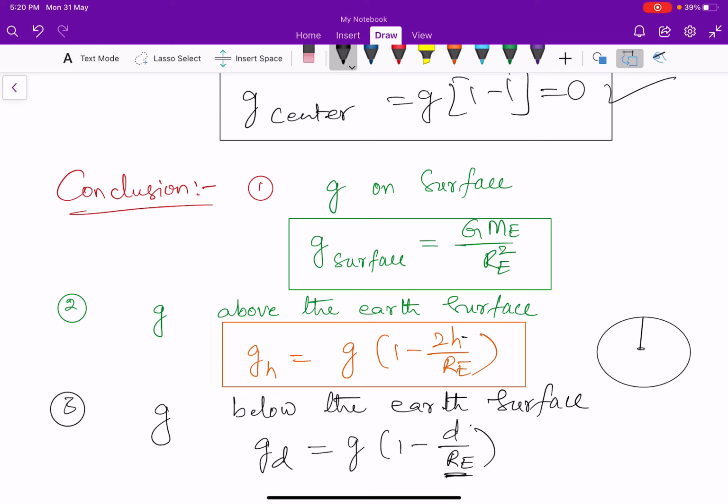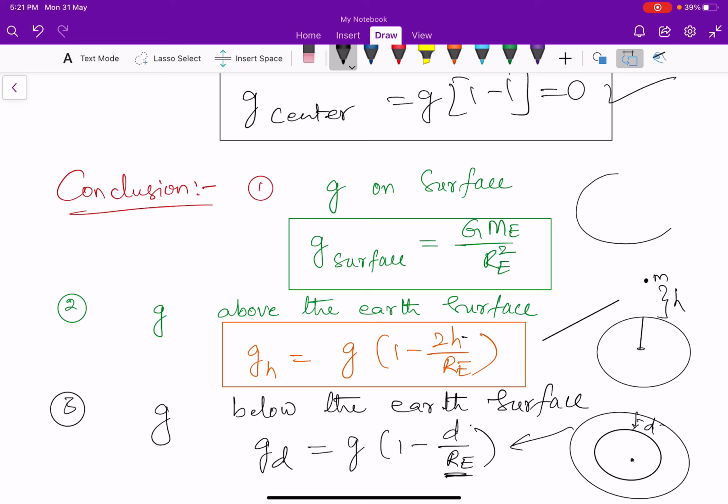So, when the particle is like this, H height above the surface of Earth, this is for case 2. And for case 3, if the particle is kept D depth below, that is nothing but this case, the third case is this one. And for the first case, the mass is exactly at the surface of Earth. Small m is exactly at the surface of Earth. This is the formula on the surface of Earth. This is the formula at H above the surface of Earth. And this is the formula for depth D below the surface of Earth. In both of these cases, acceleration due to gravity decreases.